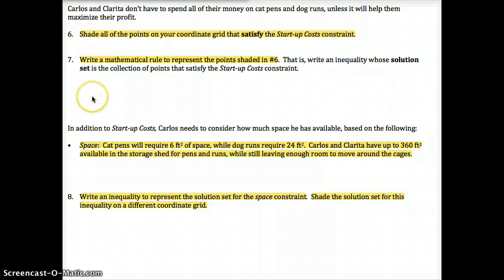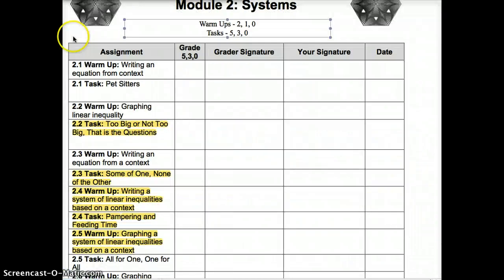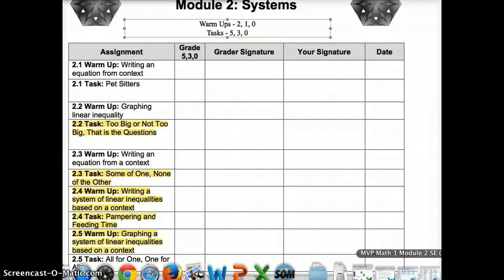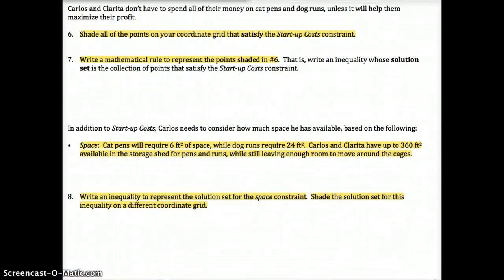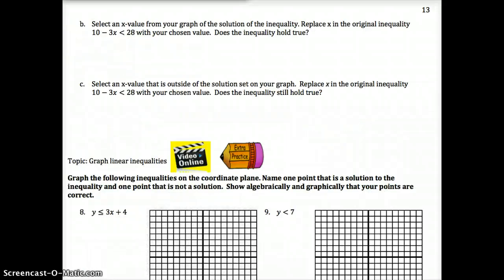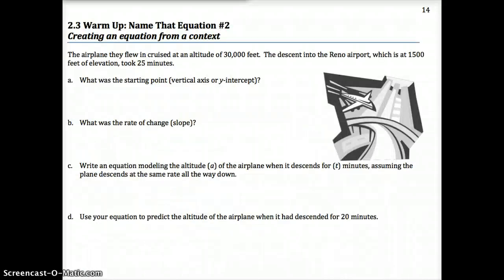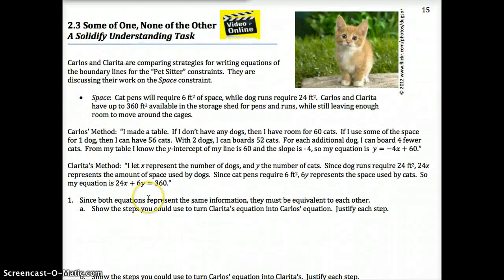All right. You guys can pause me as you get other papers out, but we're going to go on to the next task. Okay, so the next one we're going to grade is the 2.3 task, so make sure you get that out. Again, you can pause here if you guys need a moment to get that together. I'm going to move on to 2.3 task. You should have already graded the warm-up.